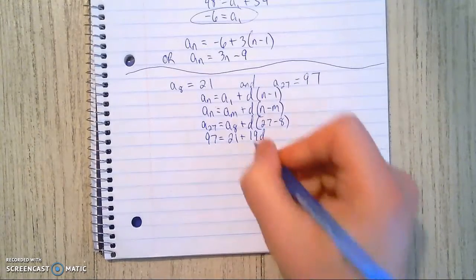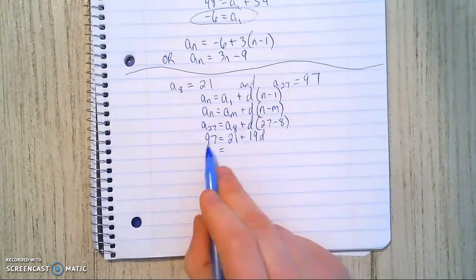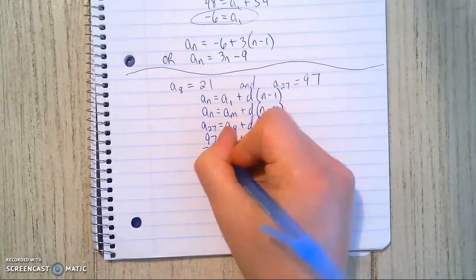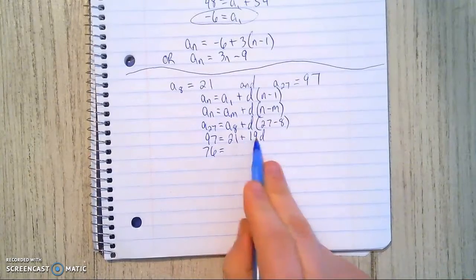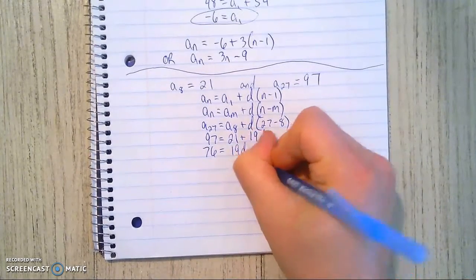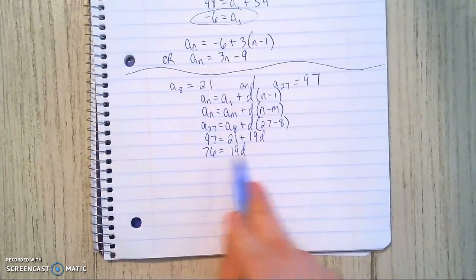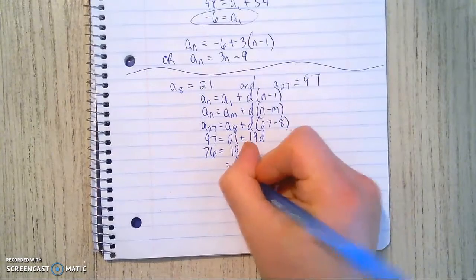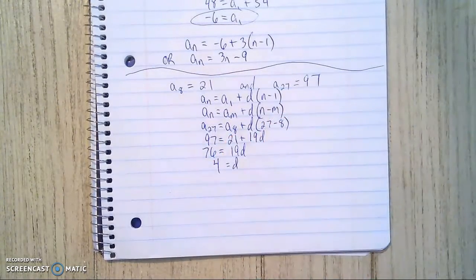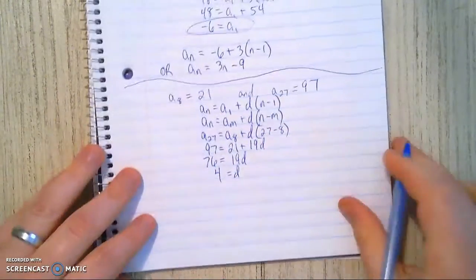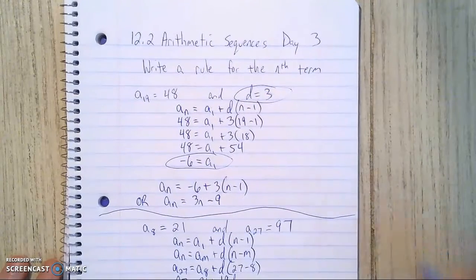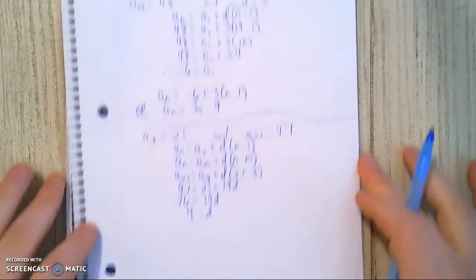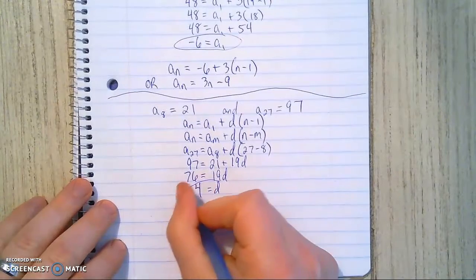Now I can do a minus 21 on each side. And if I do minus 21 right there, I get 76 minus 21 right there, so it goes away. Now I just have 19d. Finally, divide by 19 on both sides, and we're getting somewhere here. We found our common difference is 4. Now remember from before, to write a final sequence, we need the common difference, but we also need the first term. So at this point, we have the common difference.